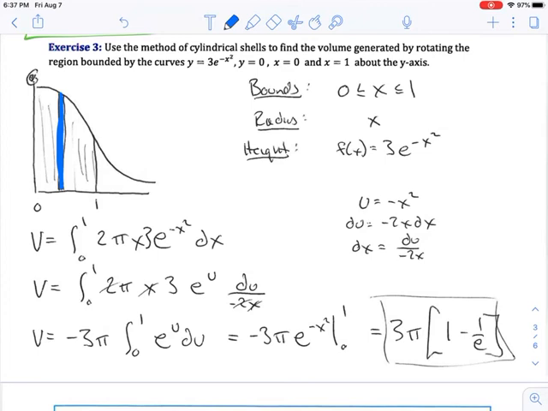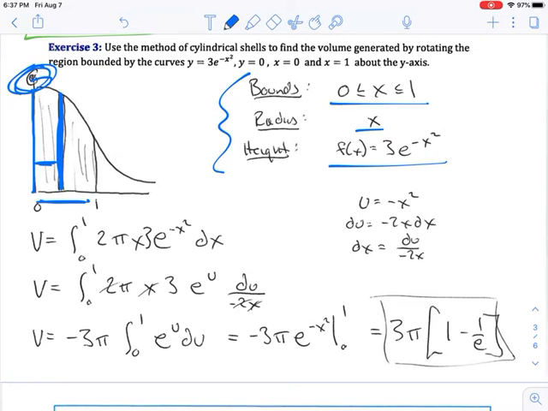And so we are rotating about the y-axis. So I'm rotating about the y-axis. And again, my rectangle is parallel to the y-axis. And so let's figure out our parameters. Bounds are from 0 to 1. Boom. The radius, once again, is the distance from the y-axis to the rectangle, x. The height is the function.